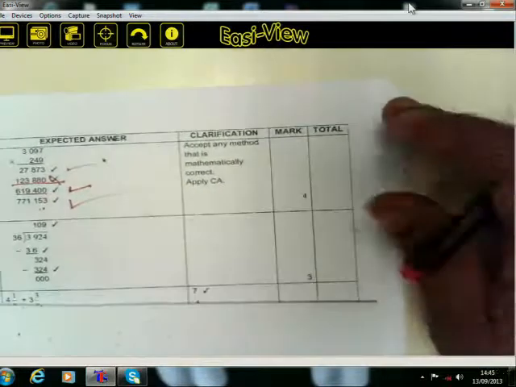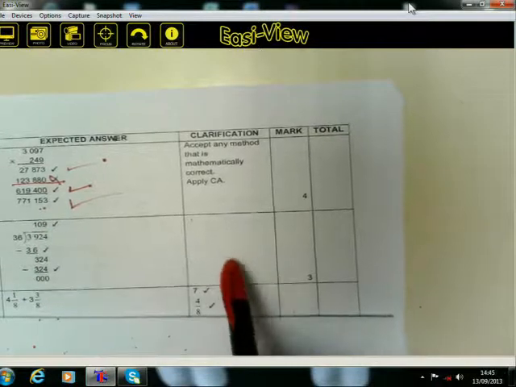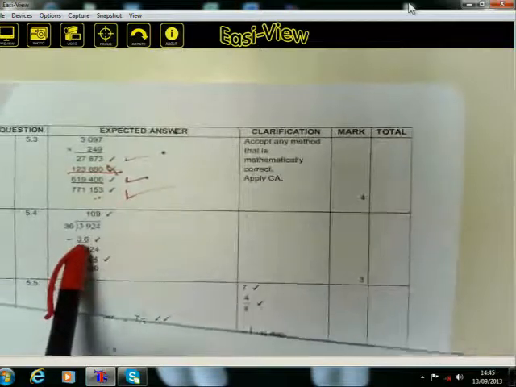5.4. On the memo, that is straightforward. You mark there and there and there. No CA is indicated here. In other words, this one is straightforward. No CA is indicated here. Let's come to that one.